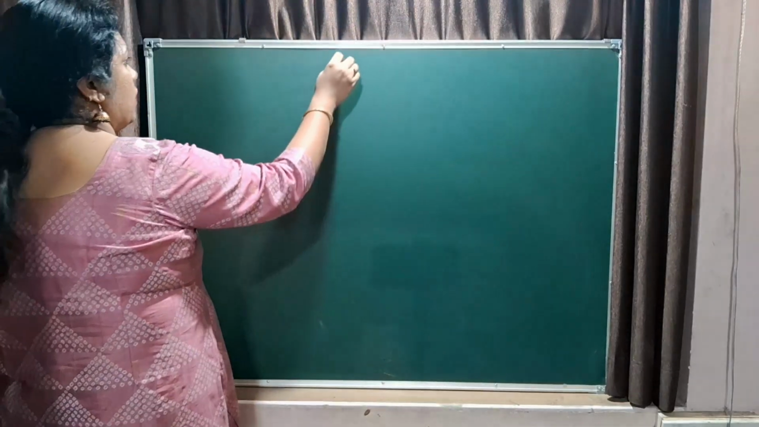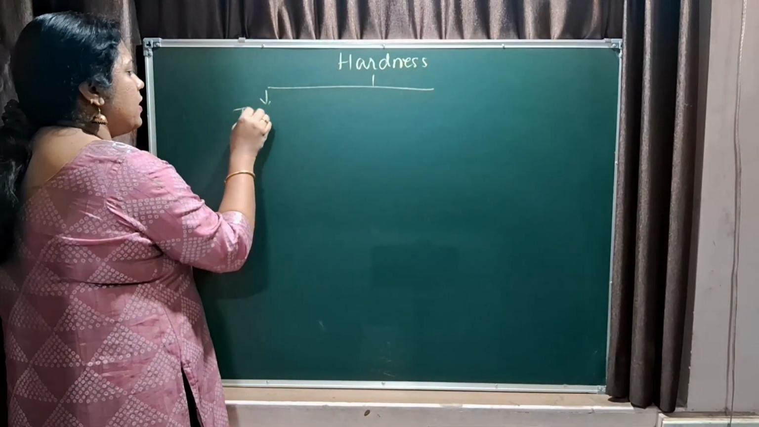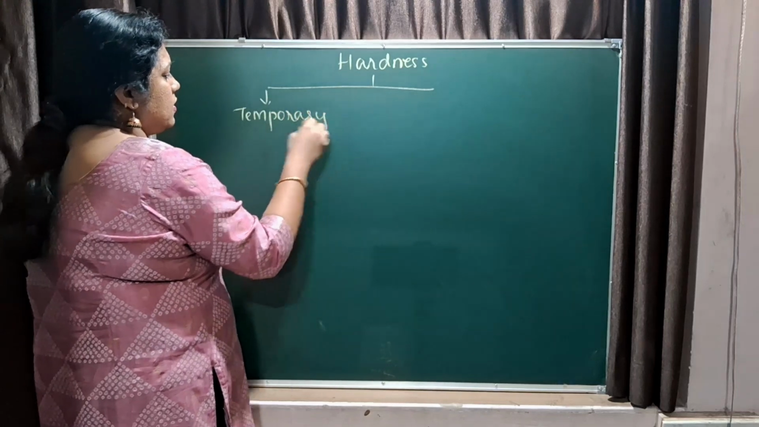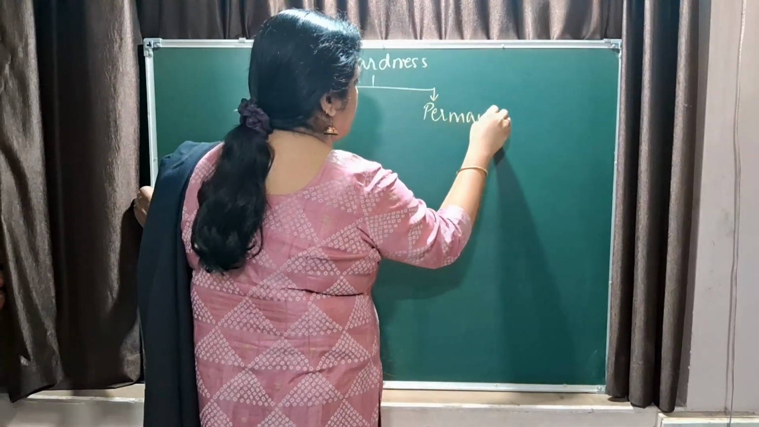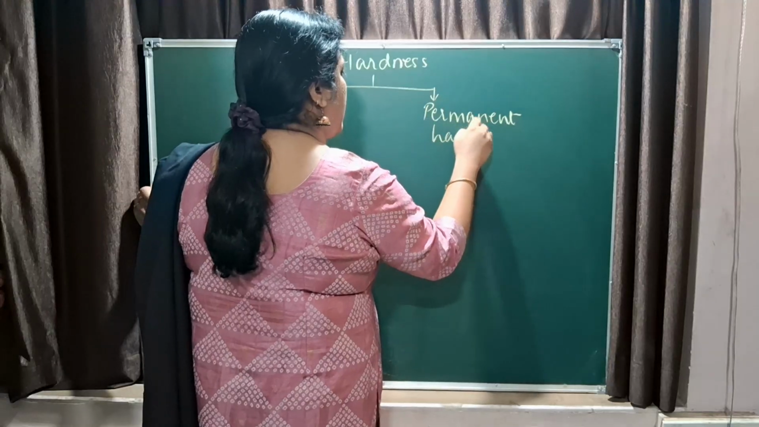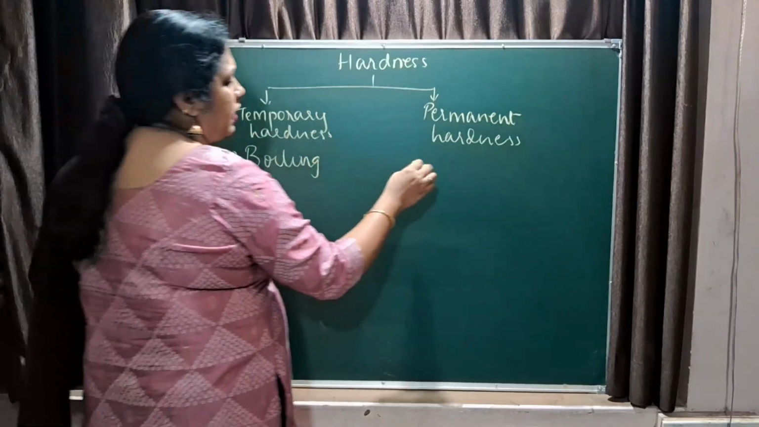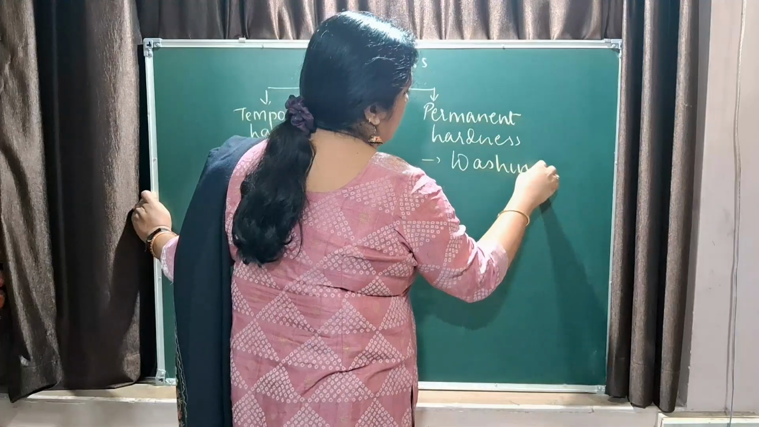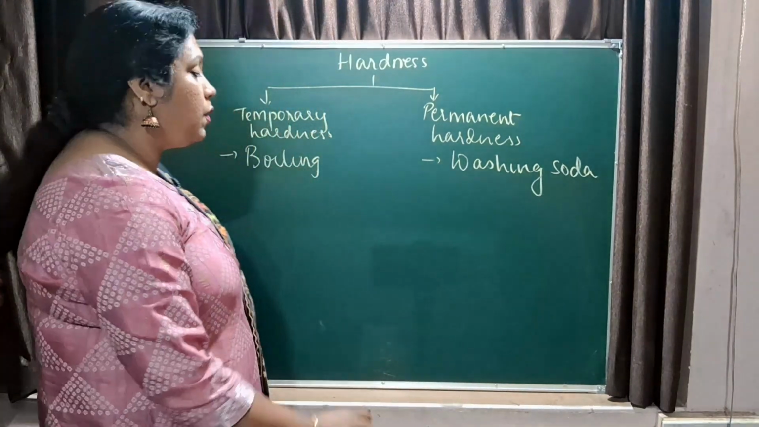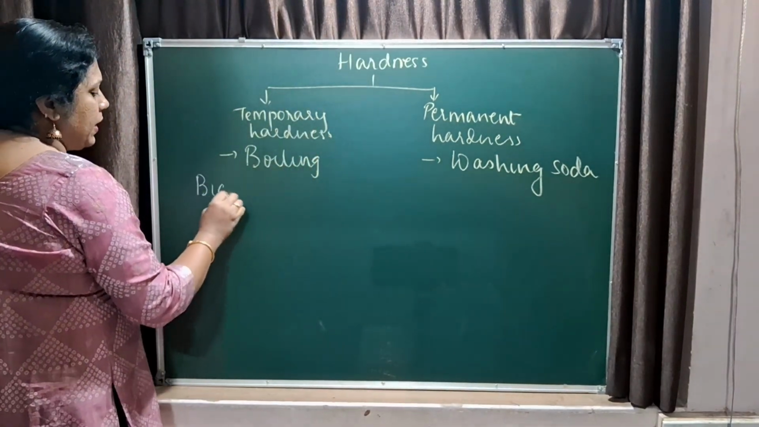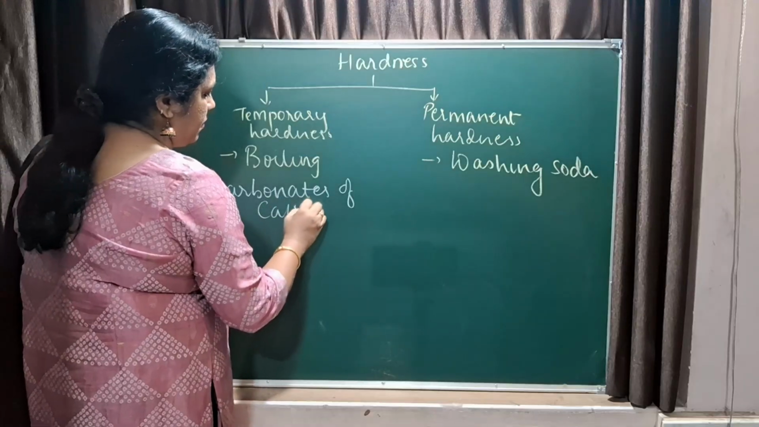Okay, so when you talk about hard water, hardness can be of two types. One is temporary hardness of water, and the other one is permanent hardness of water. Now, temporary hardness of water can actually be removed by just boiling, okay, and for permanent hardness, you need washing soda to remove it. Clear? Now, what is the cause of temporary hardness? It is the bicarbonates of calcium and magnesium.